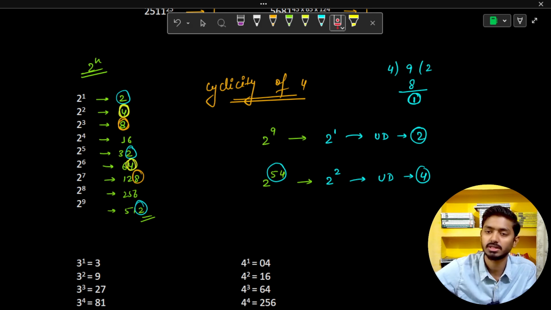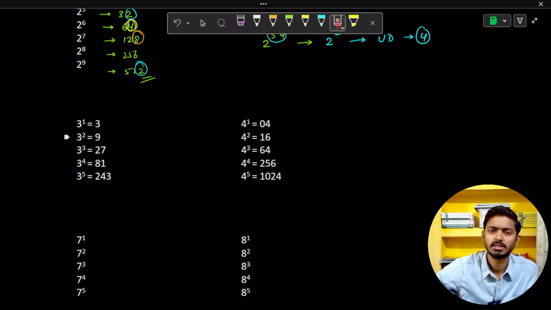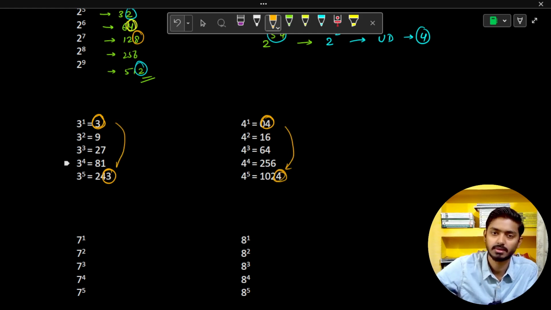Now the question is, do you need to learn the cyclicity 2, 4, 8, 16? No, we will learn that as we go. We don't need to actively learn it. Now, similar goes for the power of 3. As you can observe, the cycle gets repeated at every fourth interval. 3 to the power 1 is 3. 3 to the power 5 is 243, which ends with the unit digit 3. Same goes for 4. The cycle repeats at every fourth interval. So we'll use the same method.